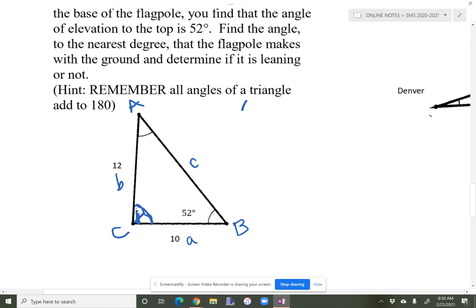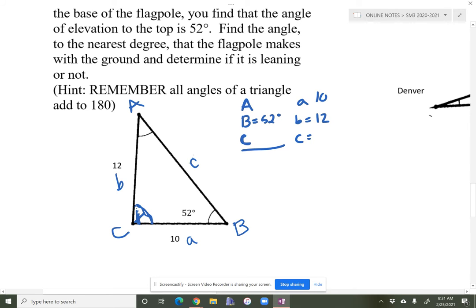I don't have A. I do have B. I want to find C. So I'm looking for an angle. So I'm probably going to need to use an inverse. Okay. I do have little a, which is 10. I do have little b, which is 12. And I don't have little c.